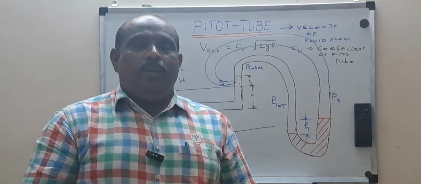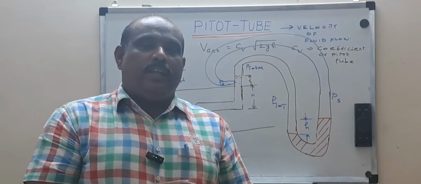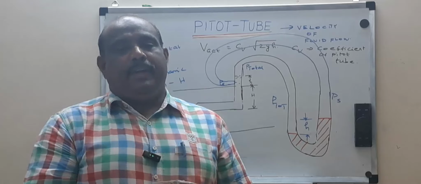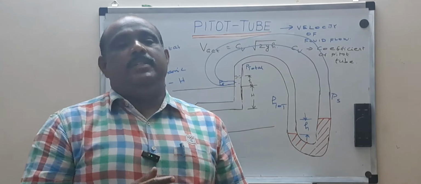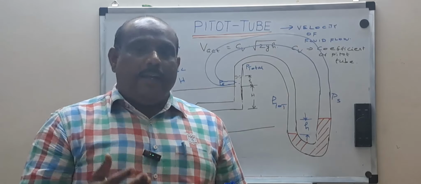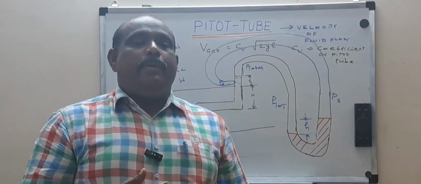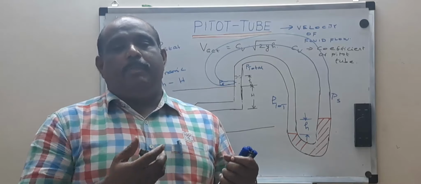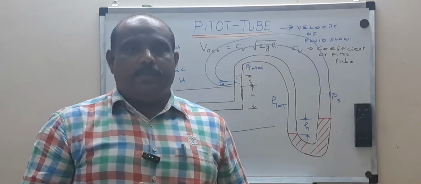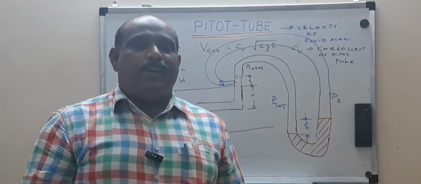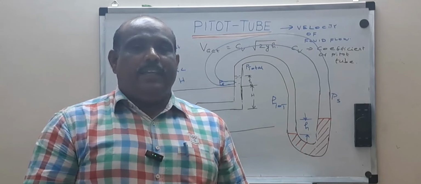Now I hope you have a complete idea about the derivation of the formula for the Pitot tube, what the different types of pressures are, namely the static pressure, dynamic pressure, and the total pressure, and how to measure the dynamic pressure or the velocity with the help of a Pitot tube. We have explained. Now you can directly go to the laboratory and make use of the experimental setup.